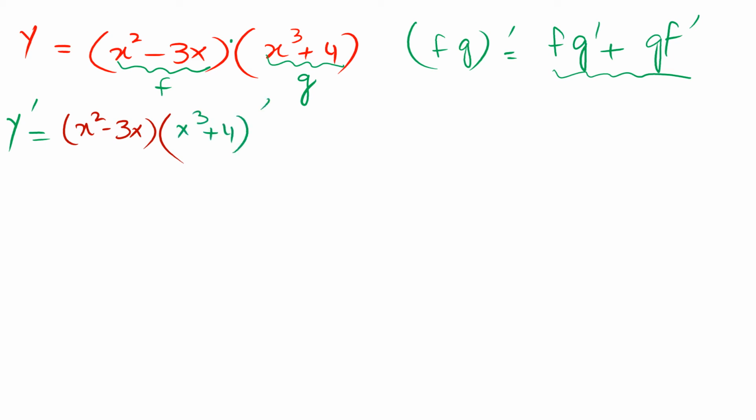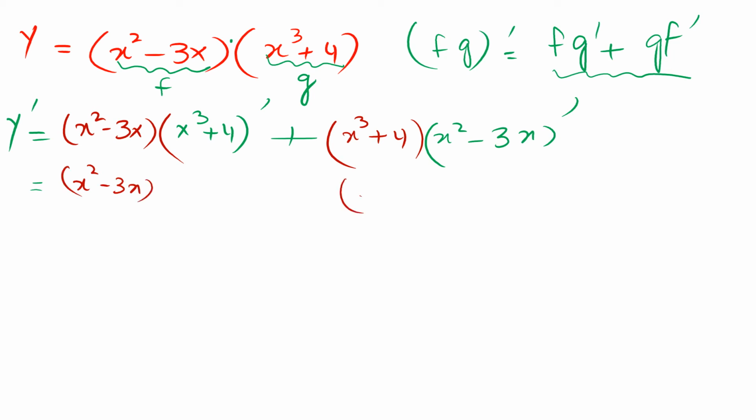Then there is a plus, so you just write the plus as it is. G, so your g is x cube plus 4, and f prime is x squared minus 3x with prime. Now look at this, where you don't have the prime, you just write them as it is. Here there is no prime, so you just write them as it is. Now wherever you have a prime, you have to take the derivatives. So for x cube, the derivative is 3x squared. The derivative of 4 is 0, so no need to write it. The derivative of x squared is 2x and the derivative of 3x is 3.